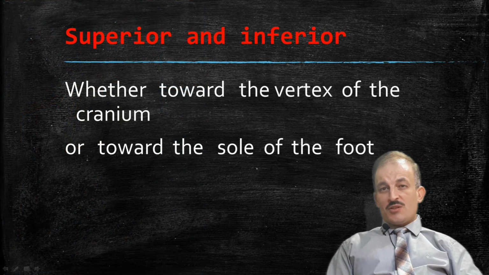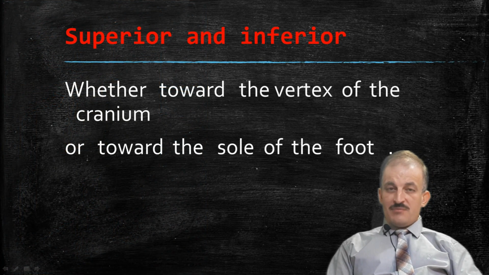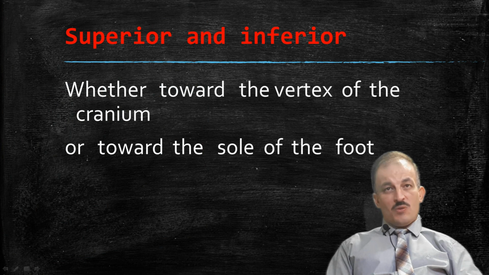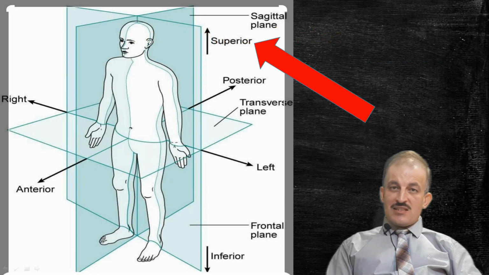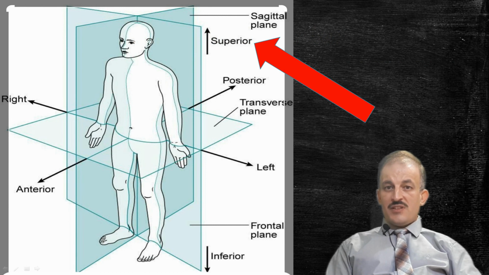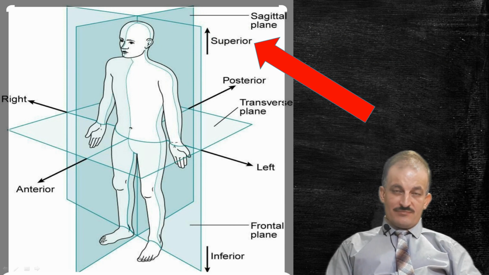Superior and inferior mean toward the vertex of the cranium, the highest point of the head, or toward the sole of the foot. In this figure, you see superior towards the vertex and inferior towards the sole of the foot. Also anterior and posterior, left, right, etc.